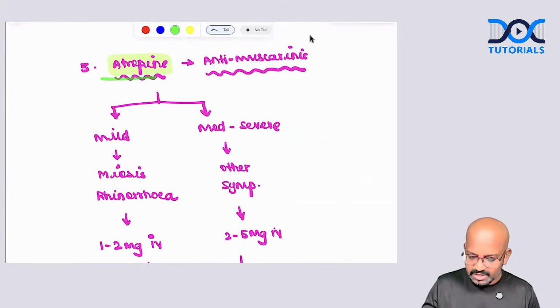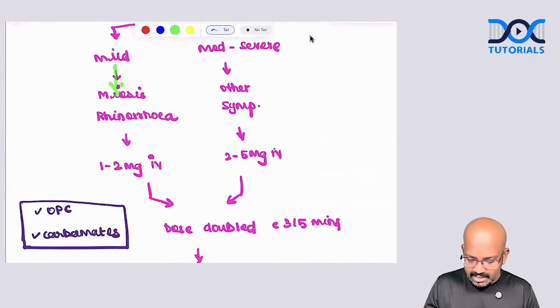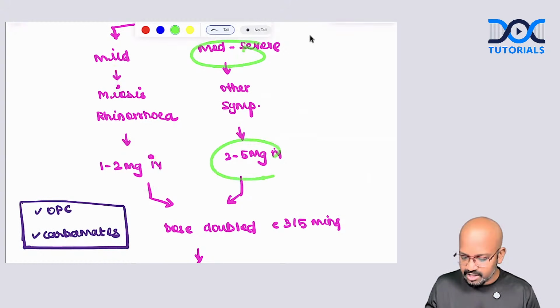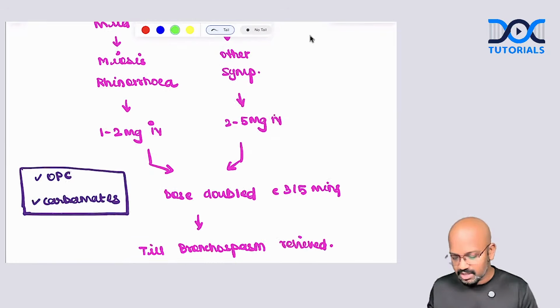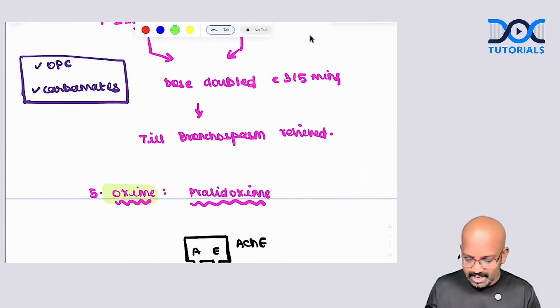And atropine, which is an antimuscarinic. For mild cases, we can give 1 to 2 milligrams via IV route. Moderate to severe, 2 to 5 milligrams via IV route. The dose must be doubled every 3 to 5 minutes till bronchospasm is relieved. It is effective against both organophosphorus and carbamate poisoning.